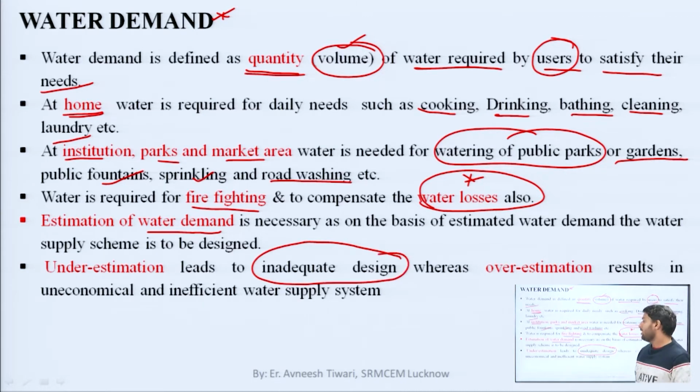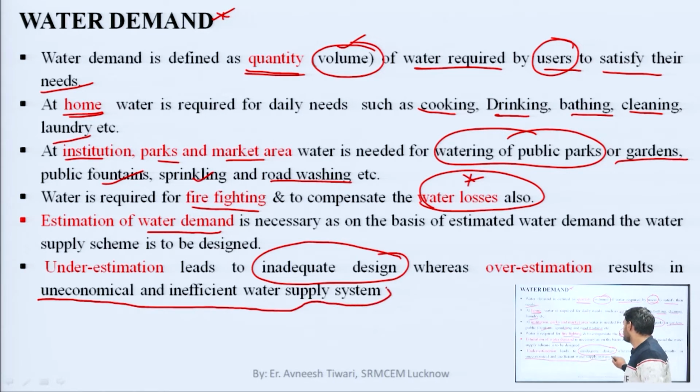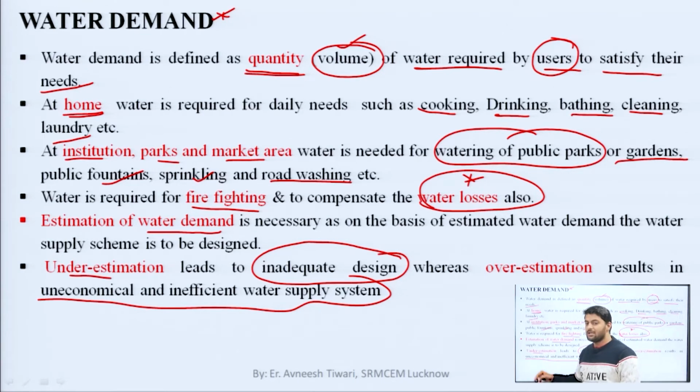Either it will be inadequate design, or it will result in uneconomical and inefficient water supply system. And these two conditions arise on the basis of two different estimates. One will be the underestimation. If we are estimating water less than the required amount during the time of supply, then the structure will result in inadequate design.